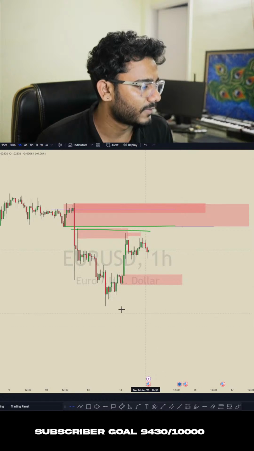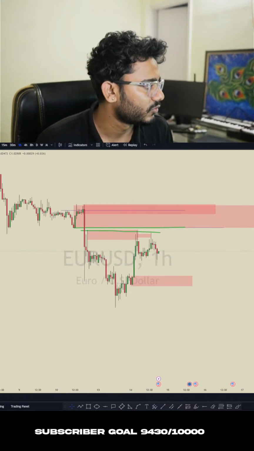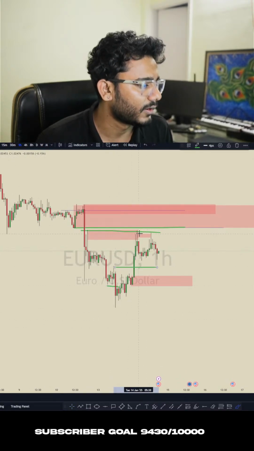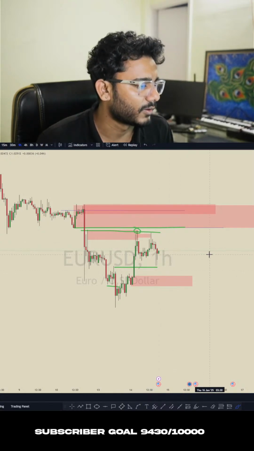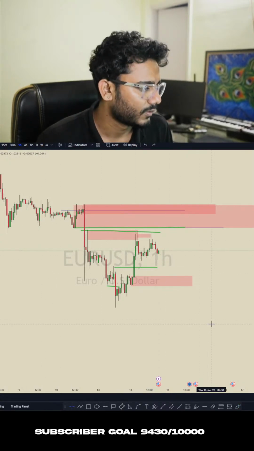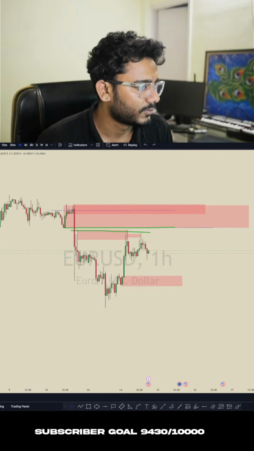And also we have this buy side order block. Price has swept this low and then created a new high. So price can sweep this liquidity and then continue to the upside. So we have both sides. Let's see what happens.